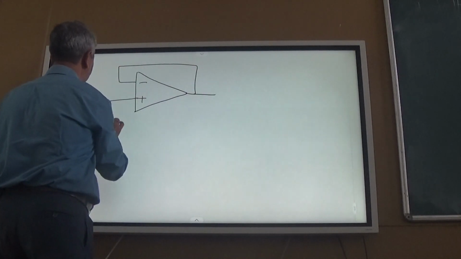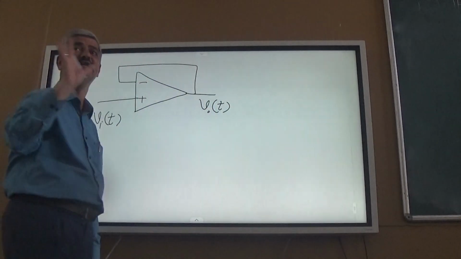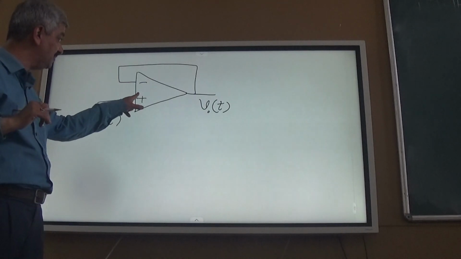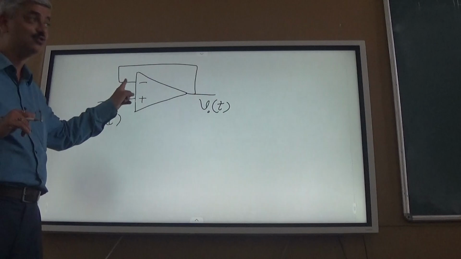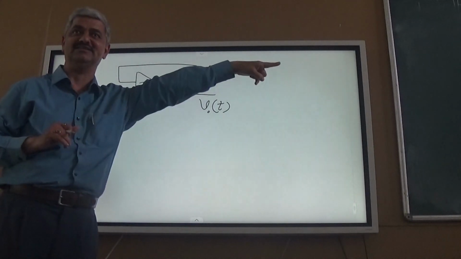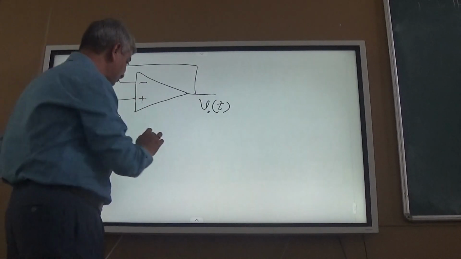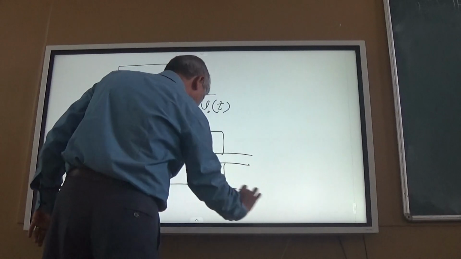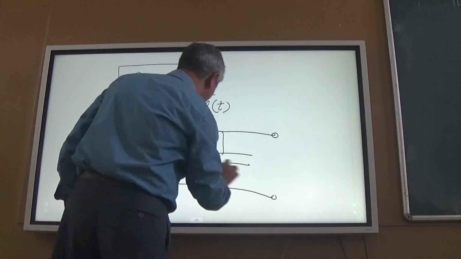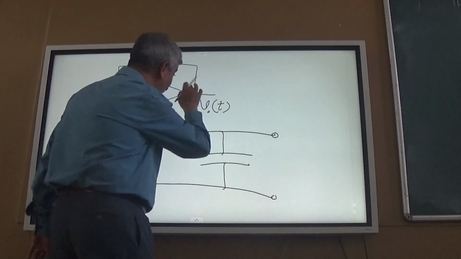This is V in T and this is VOT, which is almost equal to V in T. And since the operational amplifier has very high input impedance, it draws no current. So with this, you can connect any further circuit. Means, if I have this circuit and I want to drive something from this circuit, I can connect it there. What do I have to add?